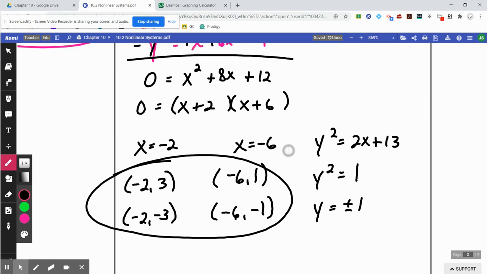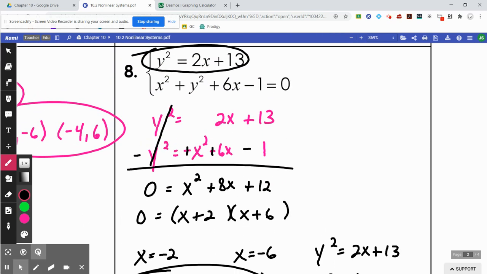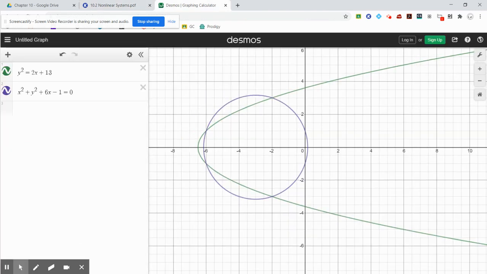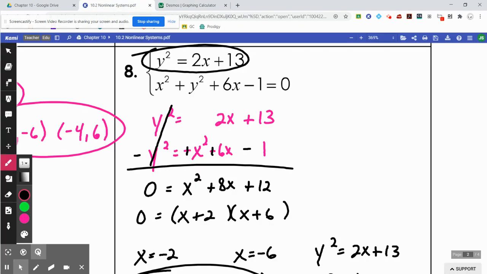Now let's take a look at this graph and try to figure out why there are 4 different answers. And here are the 2 graphs that I get. I actually have a parabola and a circle, and you do see those exact same 4 points of intersection. There, there, there, and there. Those are the 4 solutions because they cross at 4 different places. Okay, next problem, number 9.